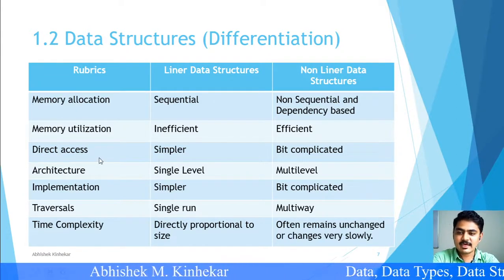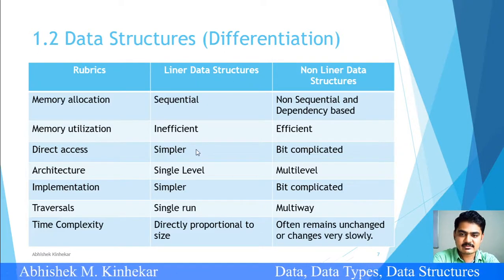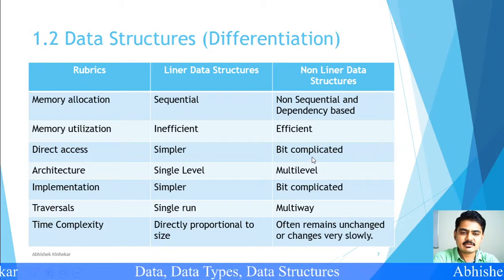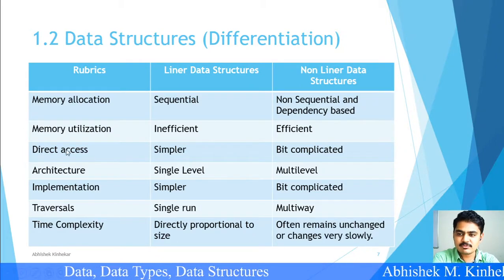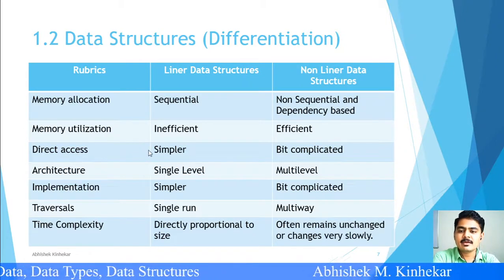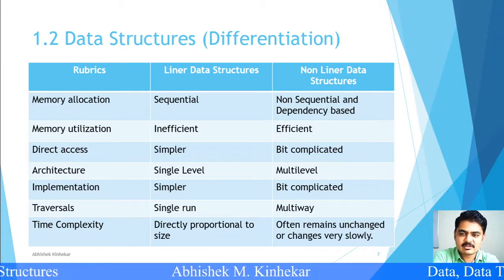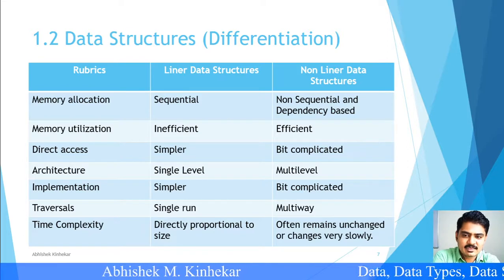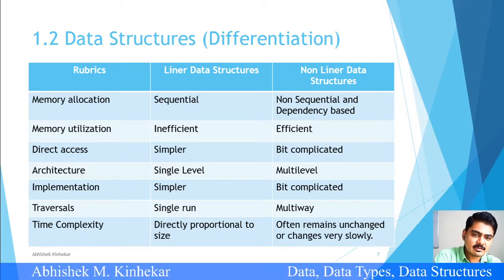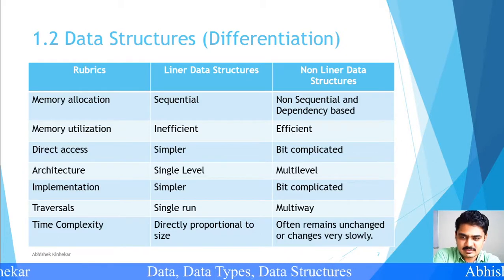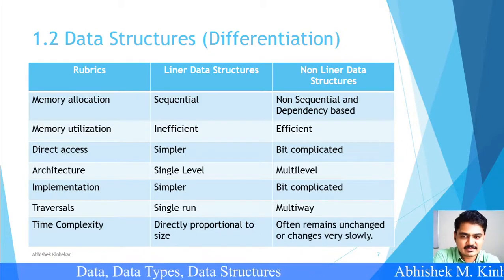Then if I talk about direct access, direct access to the linear data structure is simpler, and direct access to non-linear data structure is a bit complicated. With respect to traversal, I am discussing this. If I want to access some element in linear data structure, it will be a simpler thing. Whereas if I want to access some entity in non-linear data structure, I'll have to go through various different steps. That is the simple meaning of direct access.